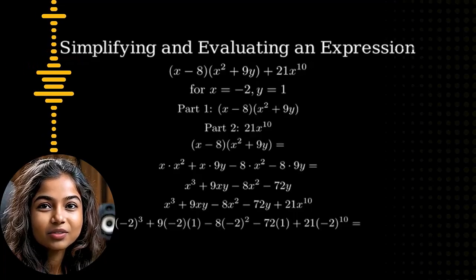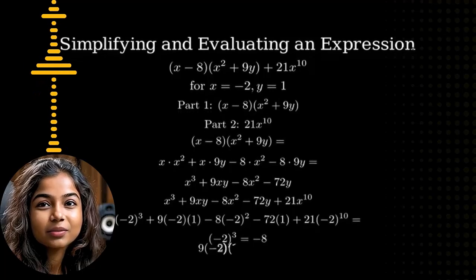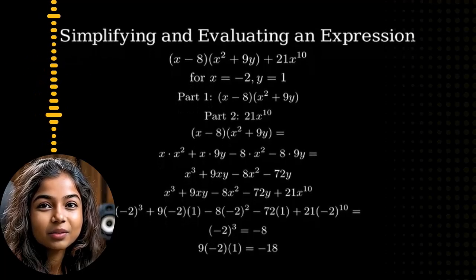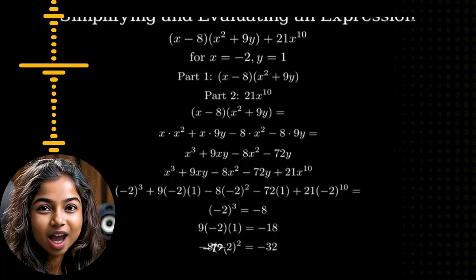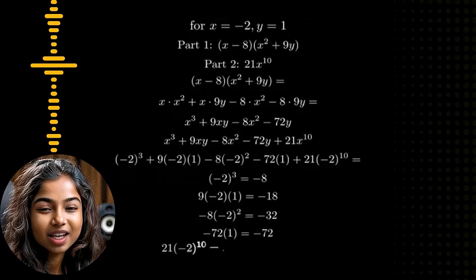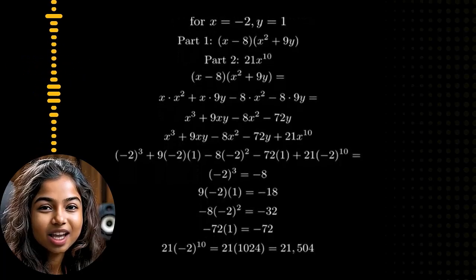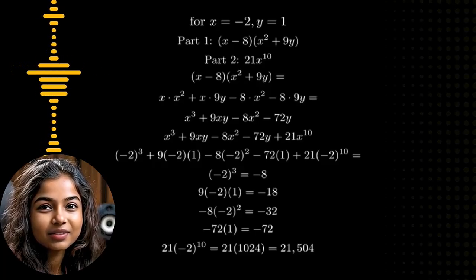Let's evaluate each term separately. -2 cubed is -8. 9 times -2 times 1 is -18. -8 times 4 is -32. -72 times 1 is -72. And finally, -2 to the 10th power is 1024, and 21 times 1024 is 21,504.